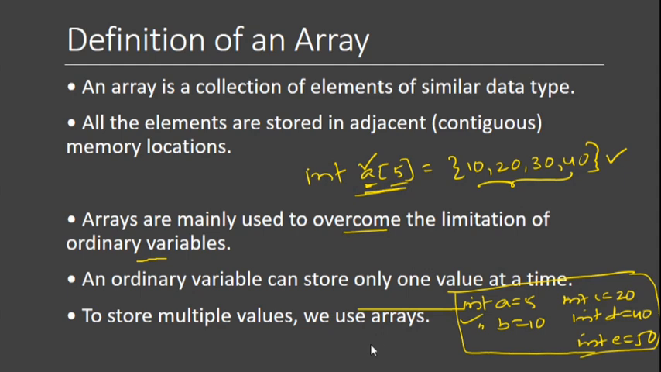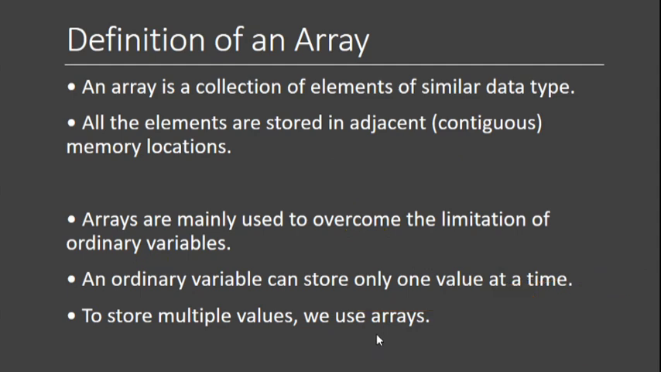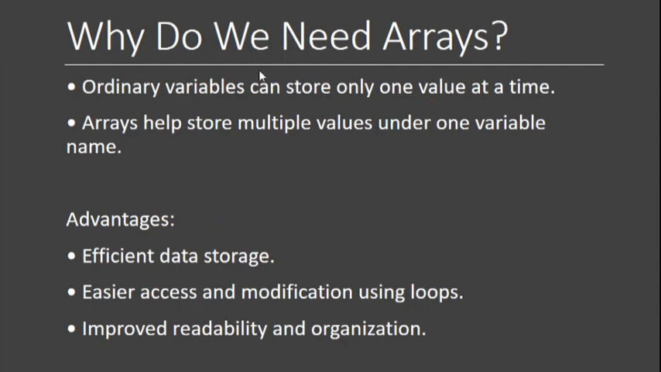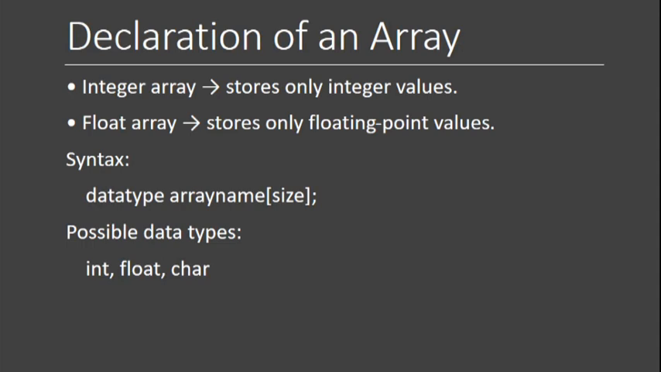Now, in order to store multiple values, we are going to use the arrays. Why do we need arrays? Ordinary variables can store only one value at a time. Array helps to store multiple values under one variable name. The advantages of an array are efficient data storage, easier access and modification using loops, and improved readability and organization. Let me discuss with the help of an example.